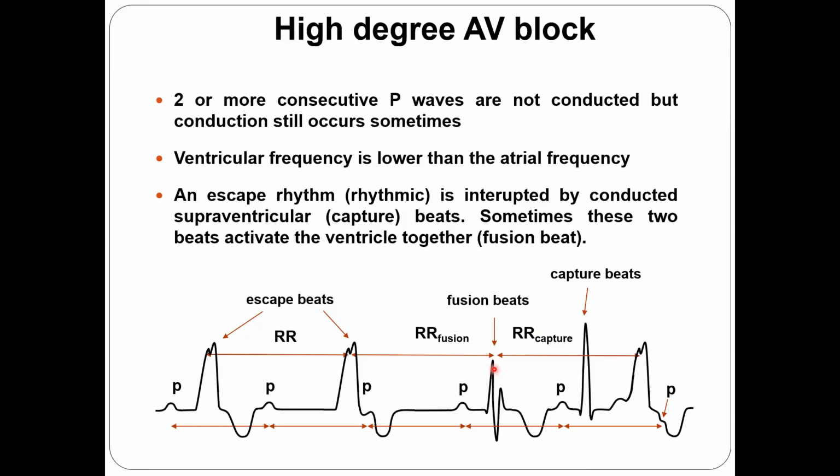So it's meaning that some part of the ventricle was activated through the normal conducting system from a supraventricular source, and some part was activated through the escape center. So this is what is called the fusion beat.